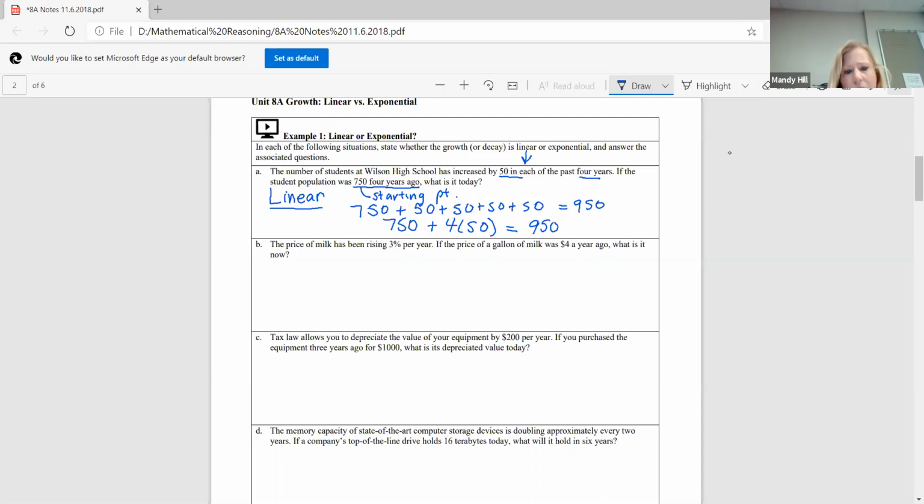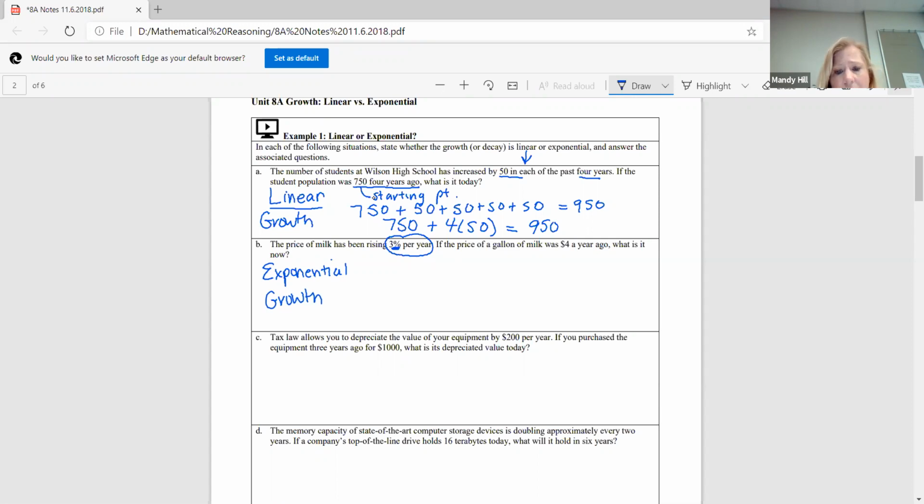The price of milk has been rising 3% per year. Because it's a percent, there's the number 1 clue. They're wanting us to say whether it's growth or decay. The student population got bigger, so that was growth. The price of milk has been rising 3% per year, so we have something that is increasing by 3%. So it's going to be exponential, and because it's increasing, it's going to be exponential growth.